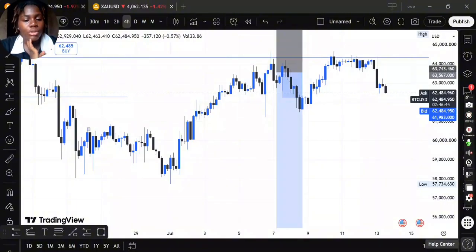So trends are built in waves. The market doesn't move in straight lines, they move in waves. You can clearly see my chart right now. There's no straight line horizontally or vertically. So what you need to understand is an impulse will move the trend forward. A pullback allows the price to retrace before continuing or reversing.